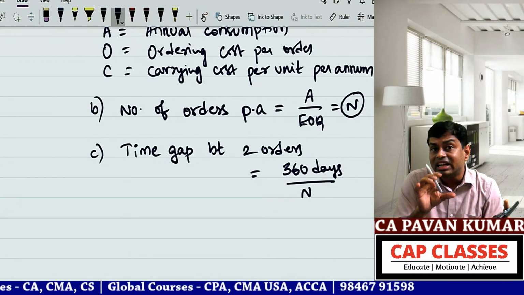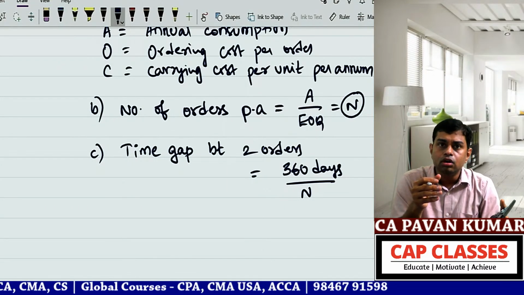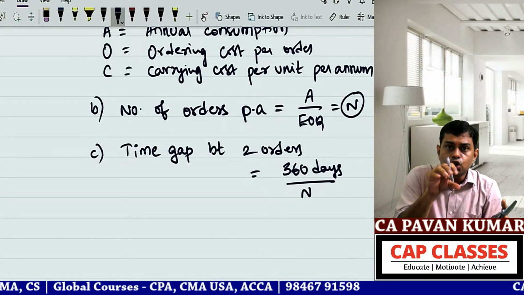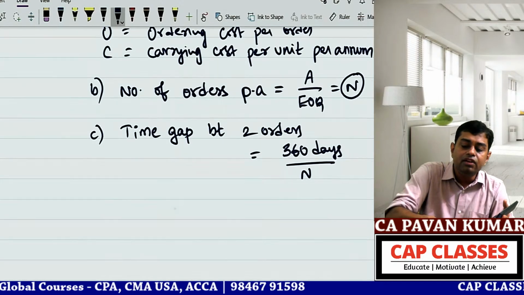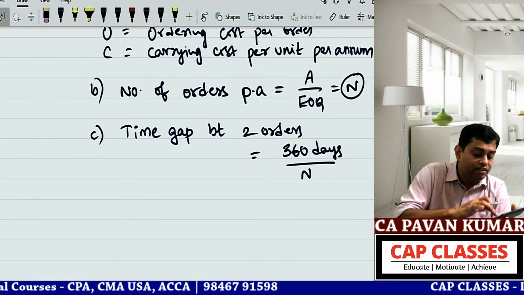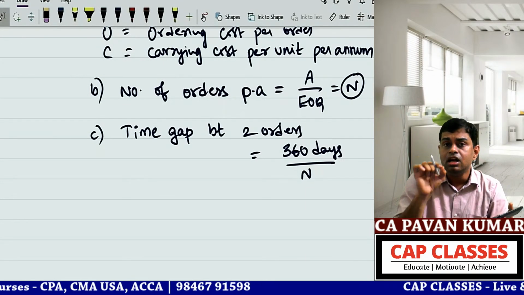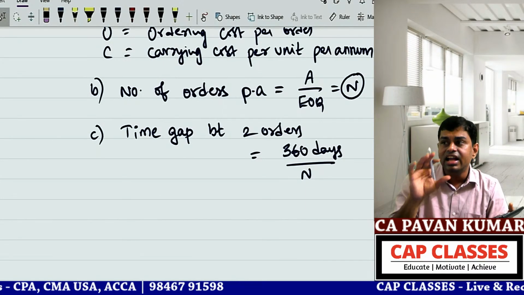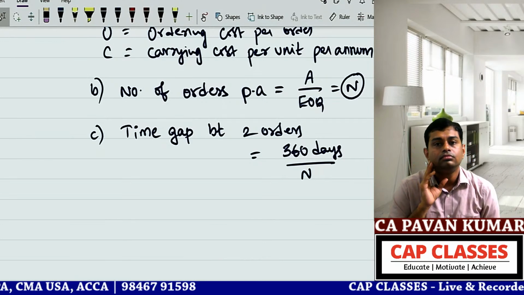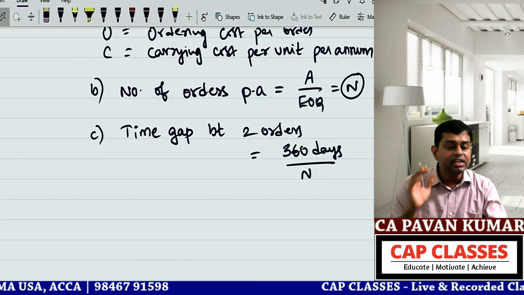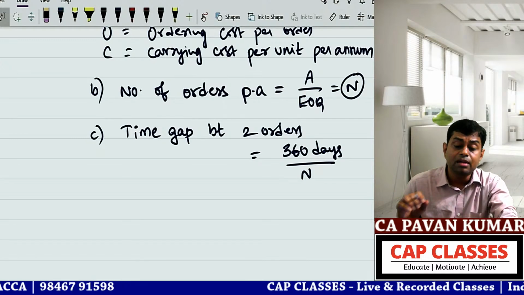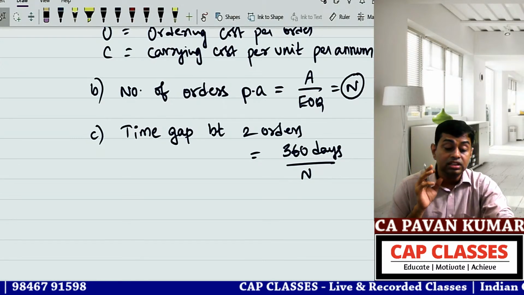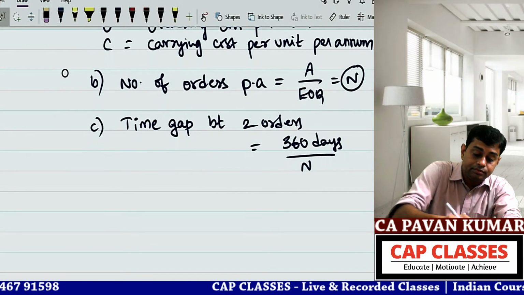So what will be the time gap between order 1 and order 2, order 2 and order 3, order 3 and 4? What is the time gap? It will be 360 divided by 20. That means 18. For every 18 days you will place one order. Time gap between two orders is equal to 360 divided by n.